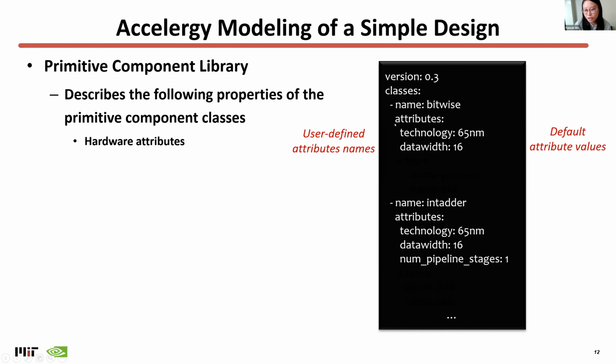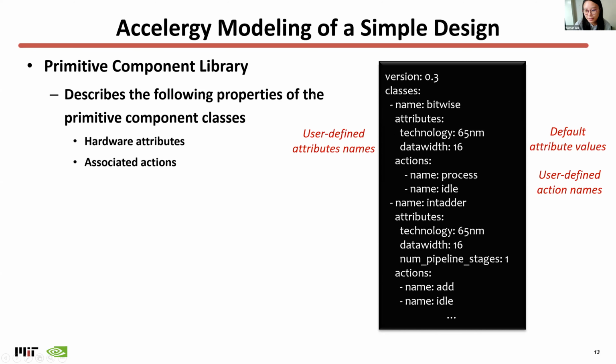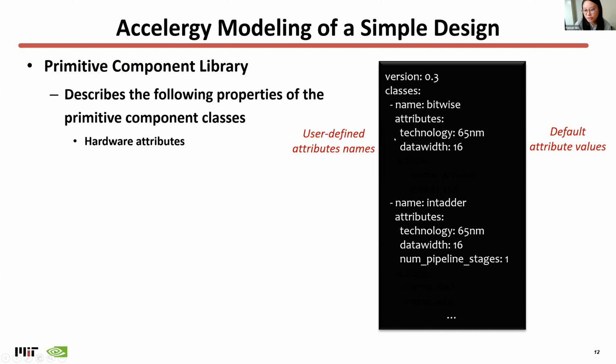You can see we're specifying this using the keyword attributes. And of course, the most important attribute is what technology you are building this component upon. In this case, we're using 65 nanometer. And each primitive component class also has some unique properties that it cares about. For example, the data width of the bitwise operator is important, and for the adders, both the data width and number of pipeline stages are important hardware attributes for defining the hardware component.